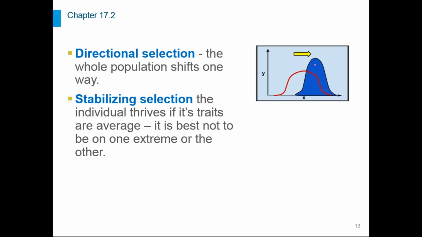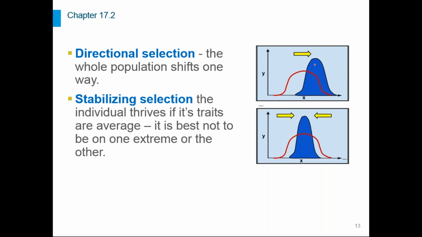You could also have what's called stabilizing selection. So stabilizing selection occurs if the individual thrives when its traits are average. It's best not to be one extreme or the other. So our graph looks like this. It stays in the middle, and the forces of natural selection even force more of the individuals to be closer to the average. And our third option is a weird one.